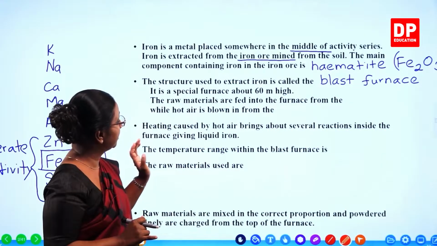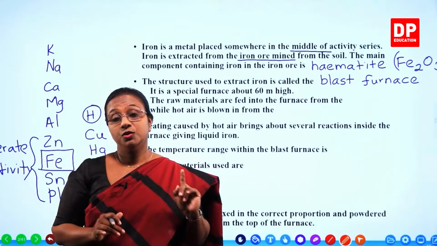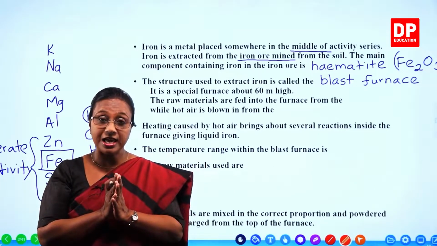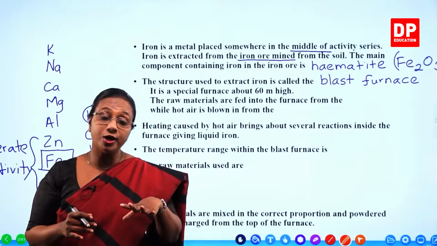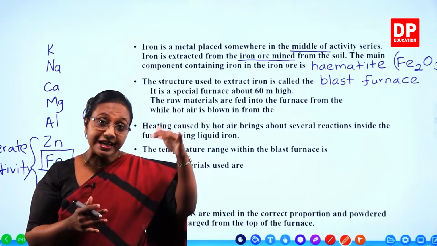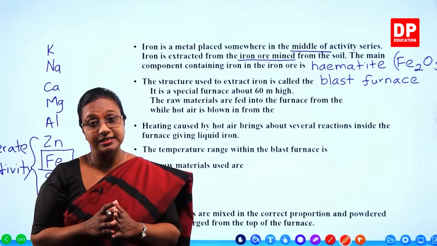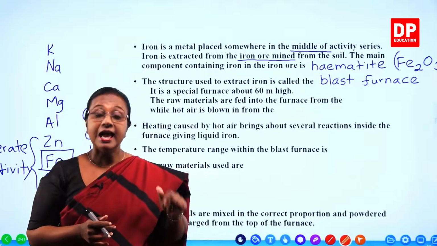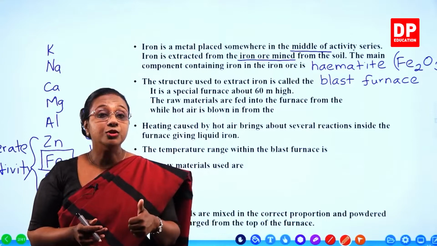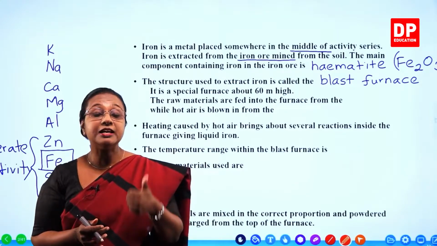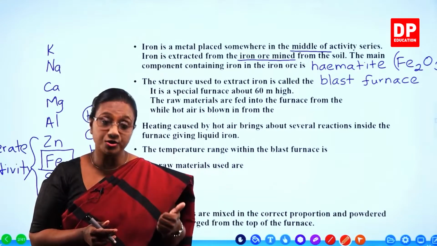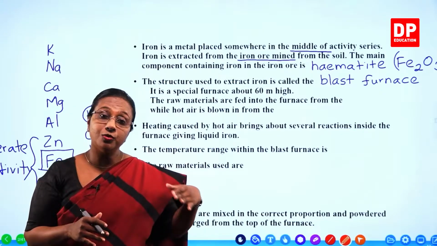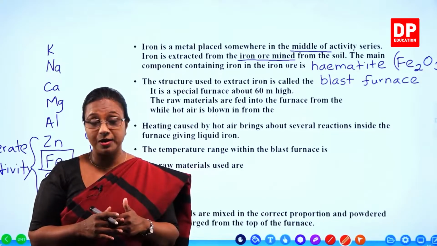Now it is a special furnace about 60 meter high. So 60 meter high means it's a very tall structure, and also it has a particular shape. It has inlets through which you send the hot air, and also from the top we introduce the raw materials. There are actually 3 raw materials. One is the iron ore that we discussed, hematite, and to extract iron, we need to use an element or a compound. Here we use a compound that is carbon monoxide. Now this carbon monoxide, as you all know, is a gas. So we normally don't send the gas in the form of carbon monoxide.